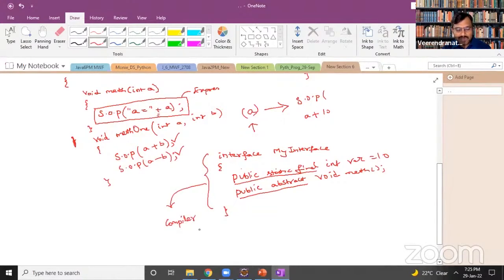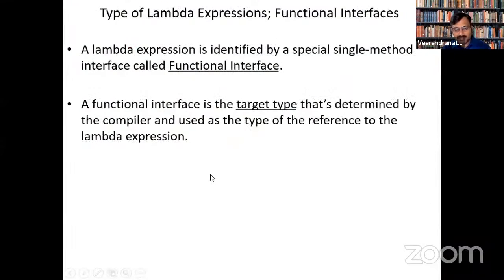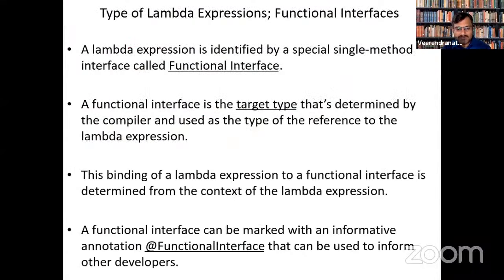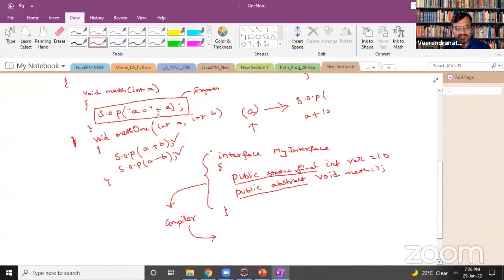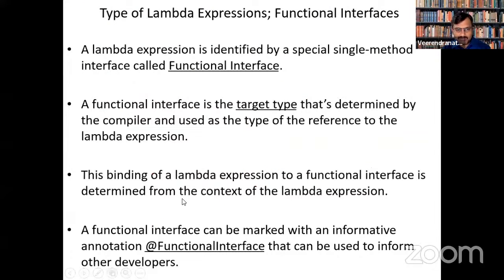In order to get identified by the compiler, we use something like an annotation, which can tell you or the other developers who are looking at your program that it is a functional interface. You just have to put an annotation called @FunctionalInterface, which will make it more readable.